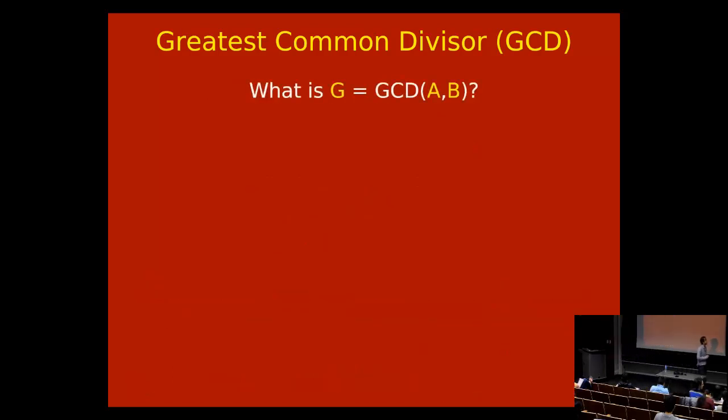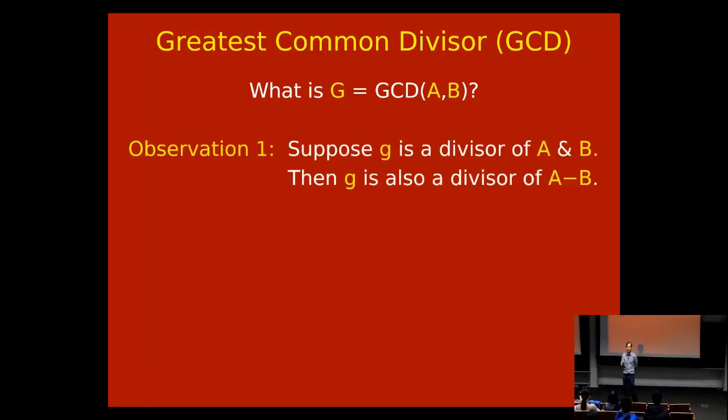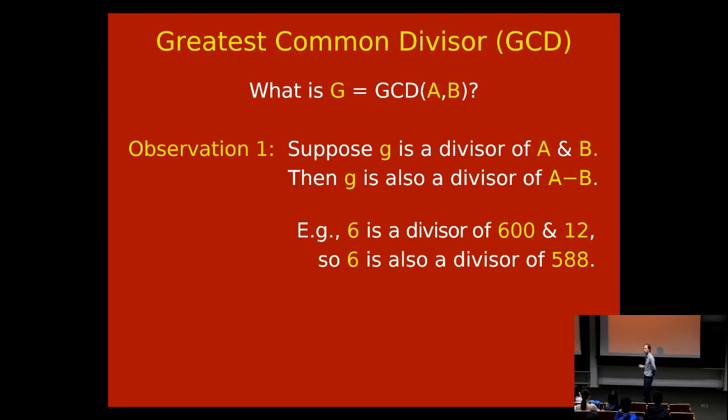OK, so let me try to figure out how to do this GCD instead of just immediately telling you the algorithm. Let me make some observations. So we've got these big numbers A and B. And suppose G is some divisor of A and B. Then I claim it also divides evenly into A minus B. Because like 6 divides 6 and 6 divides 12, so it also divides their difference, which is 588. Just, if this is a multiple of 6 and this is a multiple of 6, then of course this is also a multiple of 6.